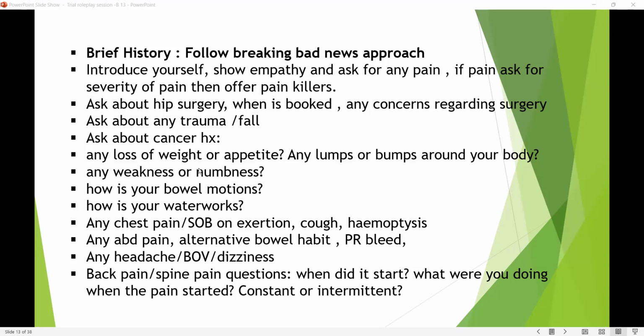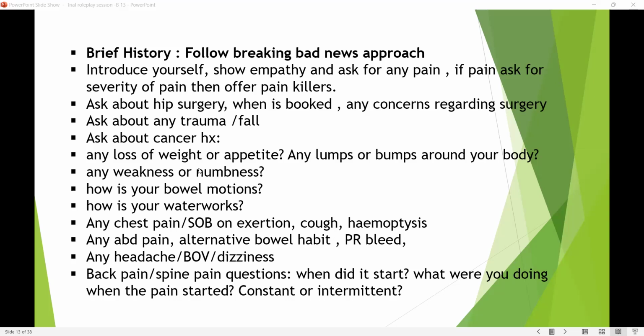So do you have any trauma, any fall recently? Do you notice any recent loss of weight, loss of appetite, any lumps and bumps around your body, any weakness or numbness of your arm or leg? How about your bowel motion? How about your waterworks?